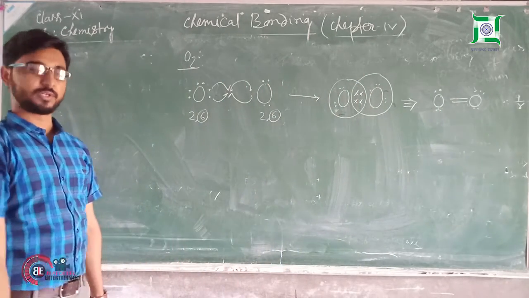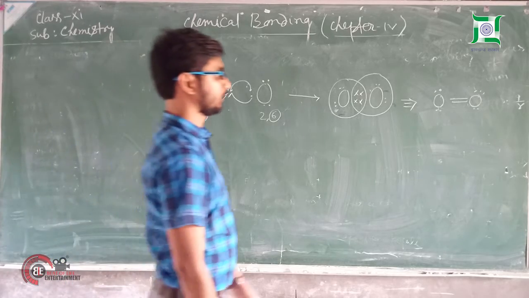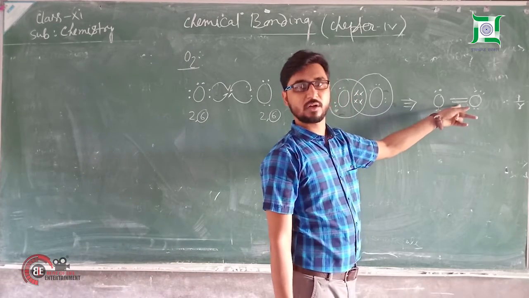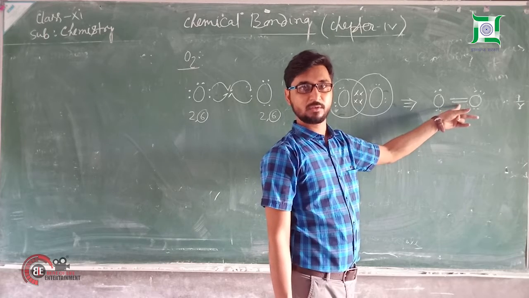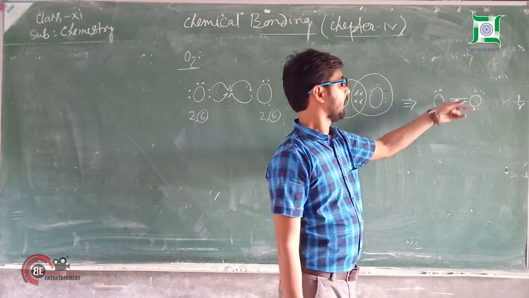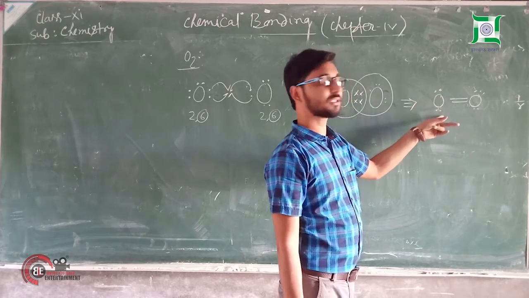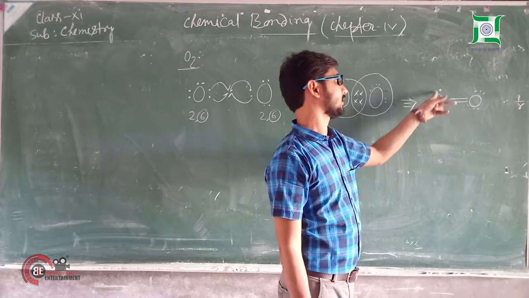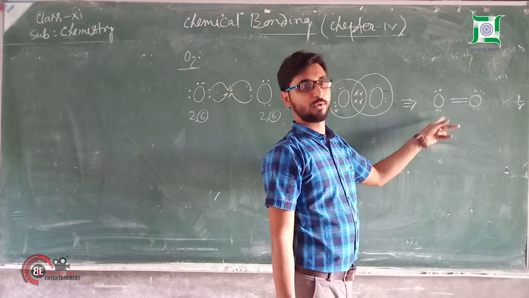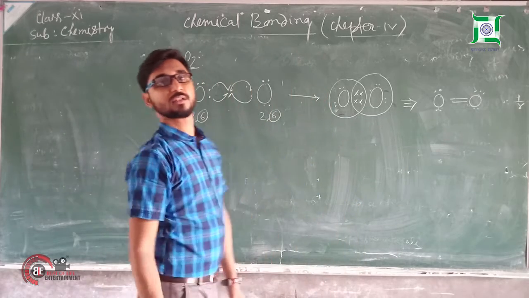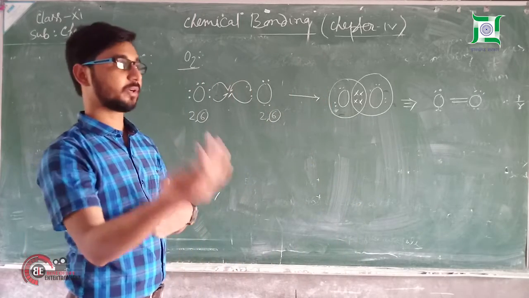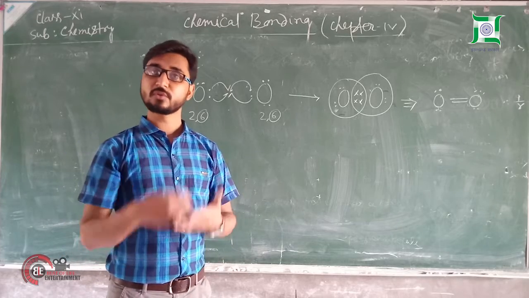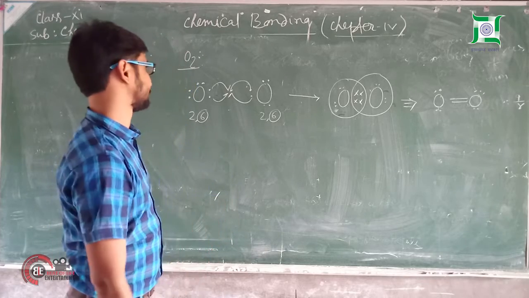Remember, one bond contains 2 electrons. Here, these electrons are involved in bond formation, so these are called bond pair. And these electrons remain inert, that is, they do not take part in bond formation, so these are called lone pair. So bond pairs are such electron pairs which take part in the bond formation, and lone pairs are such electron pairs which do not take part in the bond formation.